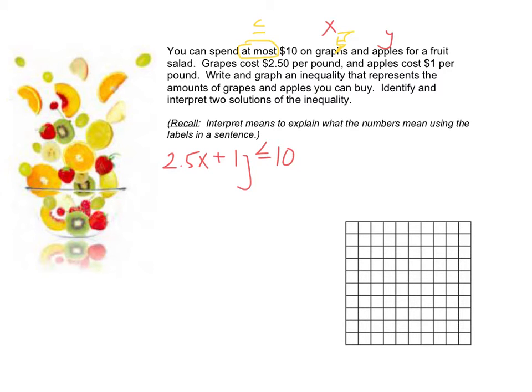So again, I could use standard form because this looks like standard form, or I could turn this into y equals mx plus b, which would then look like... we probably should keep it in y equals mx plus b, so negative 2.